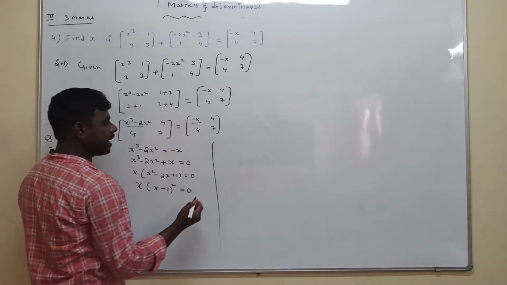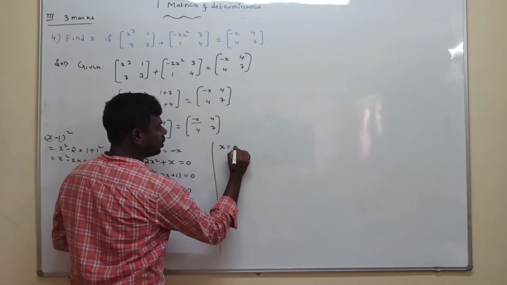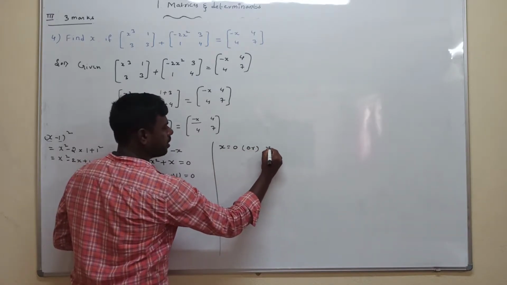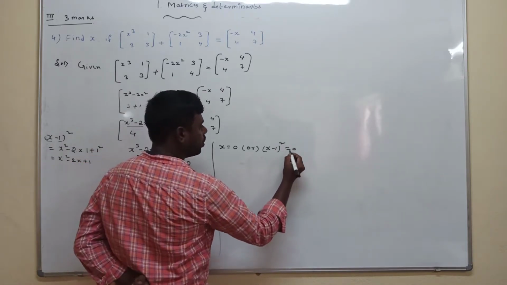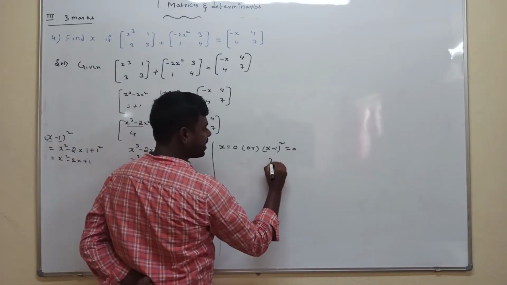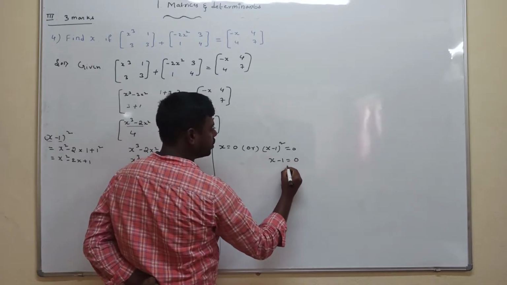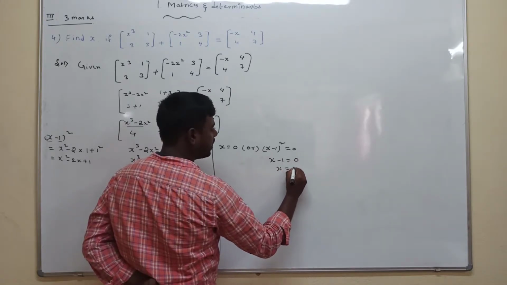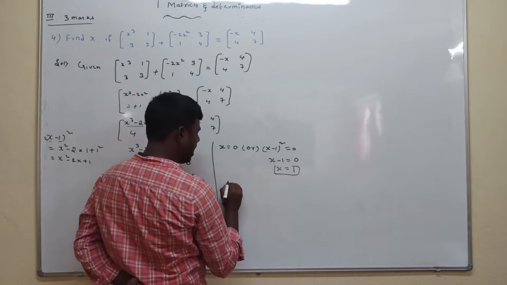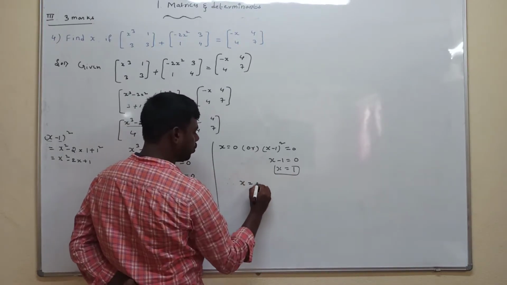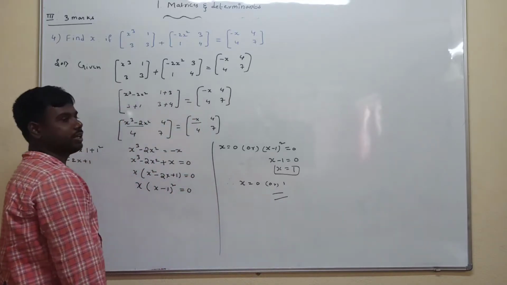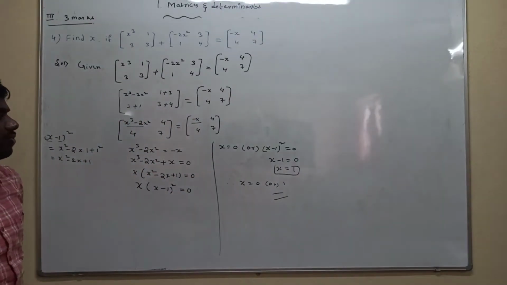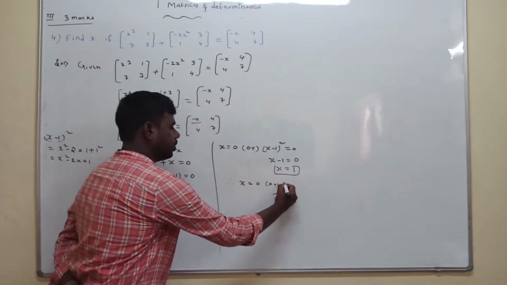So x is equal to 0 or x minus 1 whole square is equal to 0. Taking the square root on both sides, the square root gets cancelled: x minus 1 is equal to 0. Taking minus 1 outside, x is equal to 1. Finally we got x as 0 or 1. This is the required solution. Do you understand how to find the x value? X is equal to 0 or 1.